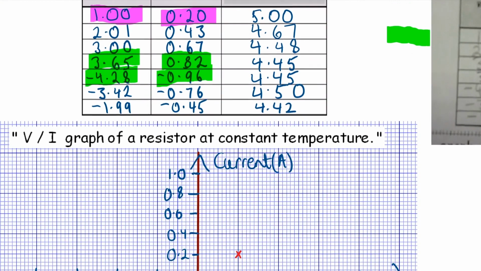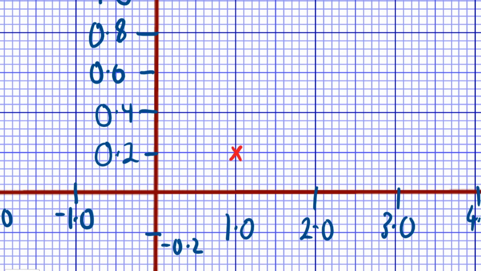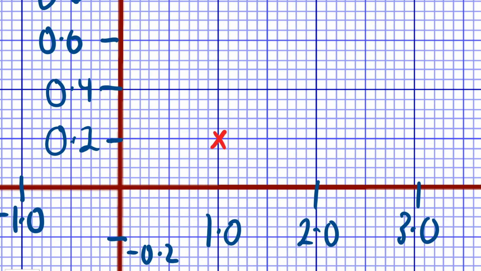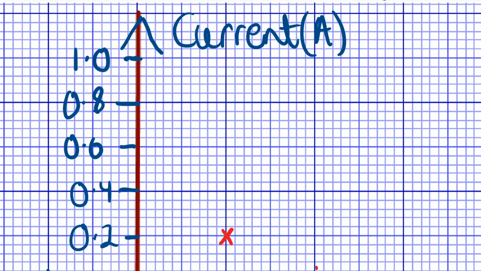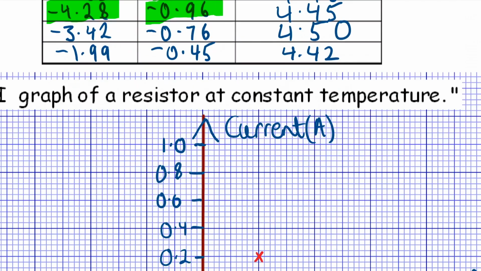I'll do one more, so I've got 2.01 and 0.43. 2.01 is more difficult. If we think of the scale here, that line there is going to be 2.10, not 2.01. 2.01 is just the other side of that 2.0 line. So I'm going to go up from, I've forgotten what the other number is now. If we go back up to the table, okay, you can see it's 0.43.